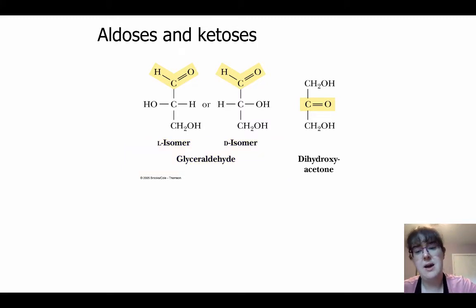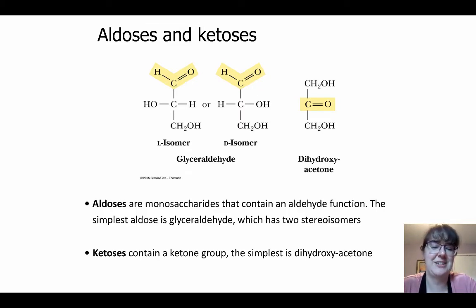Then on the right, you have dihydroxyacetone. Here you again have that ketone. That ketone is what gives it the name ketose. So a ketose is going to have that ketone functional group, unlike the aldehyde function. That is going to give it more stereoisomers as we go along. And ketoses will have a ketone group.